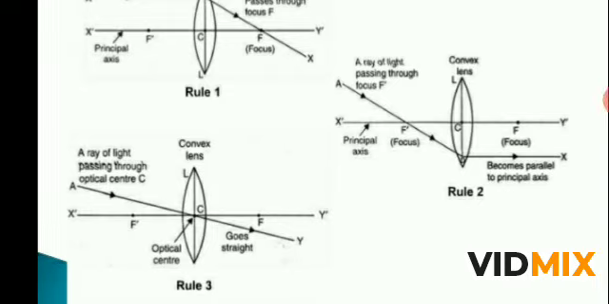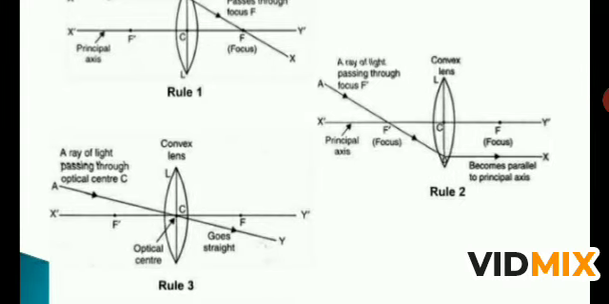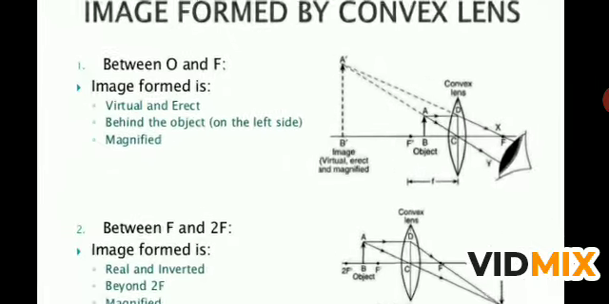Now rule number 3: if the light ray is passing through optical center C, then the light ray will pass undeviated. If you see the light ray which is passing through optical center, there is no deviation, it is passing straight. It is written here also, it goes straight. So these are the 3 rules we have to remember while drawing the ray diagram. Now let us see how the ray diagram can be drawn with the help of these rules.